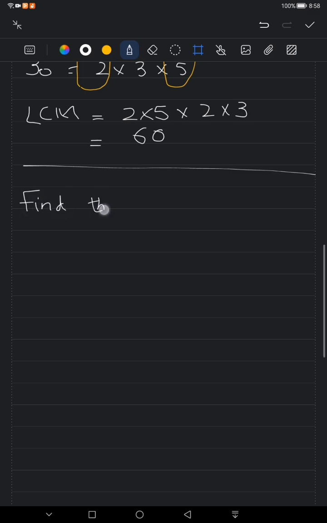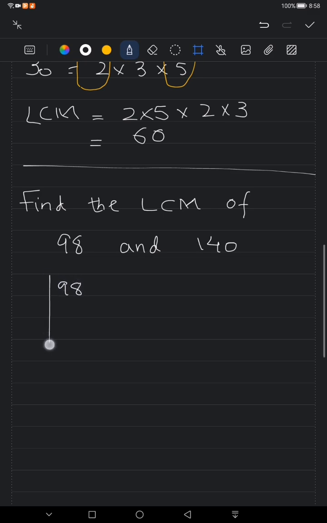Let's find the LCM of 98 and 140. Let's do the prime factorization of 98. 98 is even, so I'm going to use prime factor 2. 2 times 49 is 98. 49 can only be divided by the prime factor 7. So 7 times 7 is 49, and then 7 times 1.